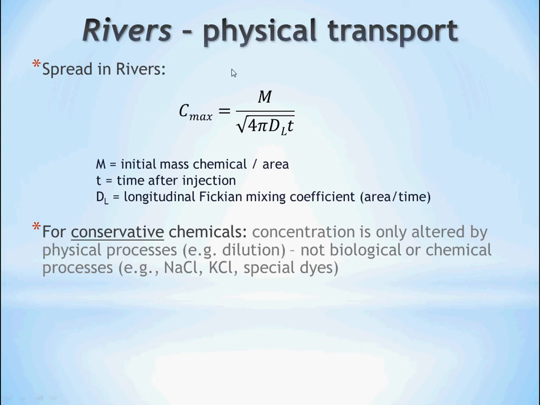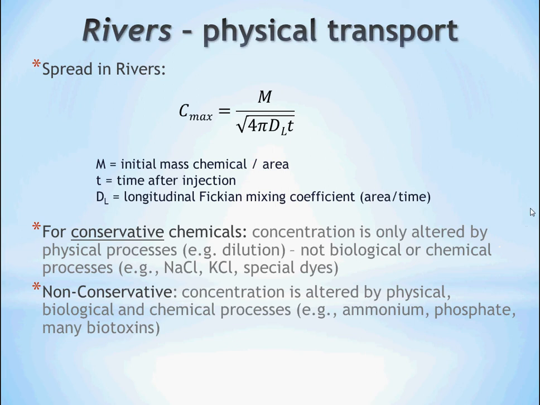So this means that this equation can really only be used for chemicals that are only altered by physical processes like dilution. So they're not reduced by biological or chemical processes like decomposition or decay. So these are things like special dyes that you add to rivers to figure out things like the mixing coefficient or the salt solutions that you guys used in lab. But this is not always the case. In fact, it's usually not the case.